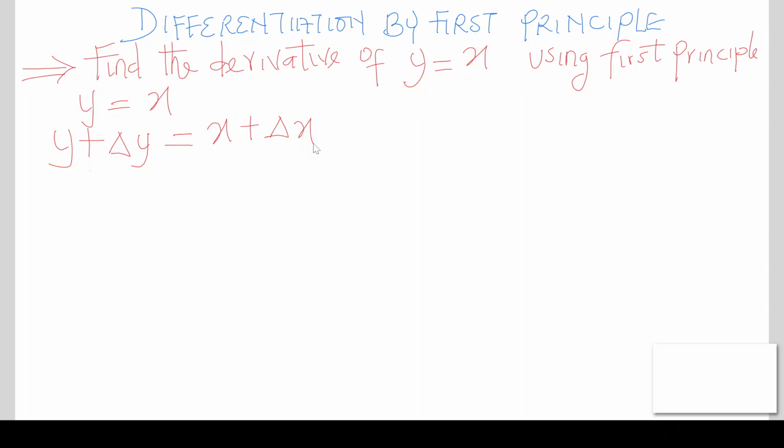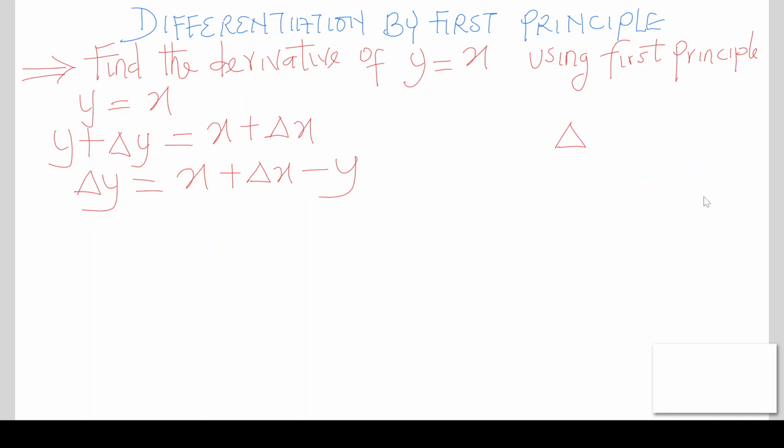Now from here, we are now going to be writing delta y equals, that is, we are going to be subtracting y from both sides, equals x plus delta x minus y, because our differentiation needs to be in this format, delta y over delta x. And from there we get limit as delta x tends to 0, then it becomes dy dx.